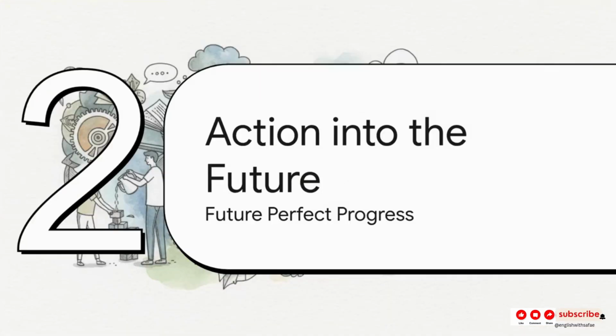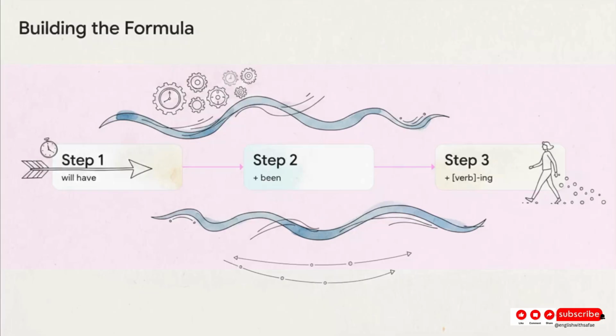And now for our last time-traveling adventure, let's look ahead. The future perfect progressive is all about projecting forward. You use it to describe an action that's going to be in progress for a while, leading up to a specific point in the future. And the formula that gets us there is just as easy. You kick things off with will have, that's your future signal, and then you bring in our two trusty friends, been and the ing verb. That combo is what launches the action into the future.